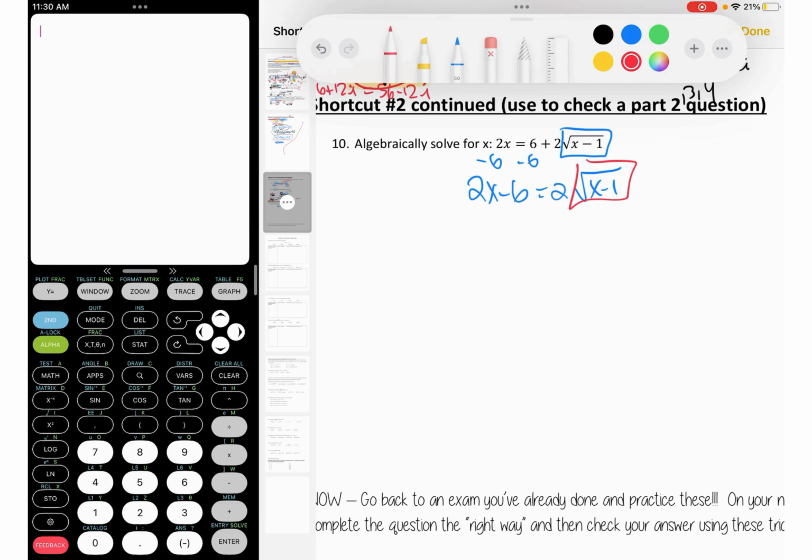I still want to get that square root by itself. So this 2 is being multiplied. I'm going to divide by the 2. I get x minus 3 equals the square root of x minus 1.